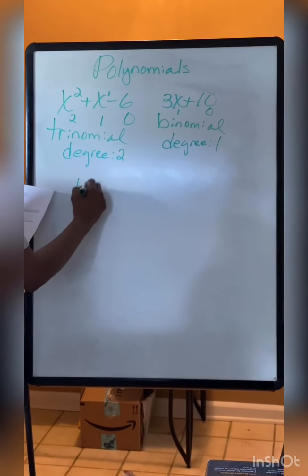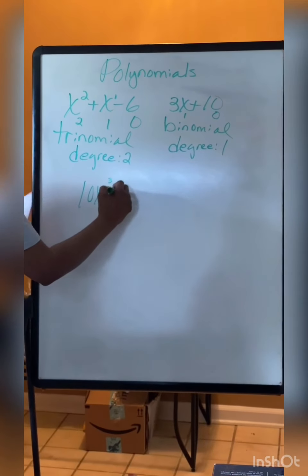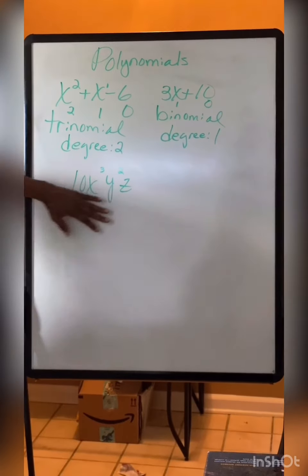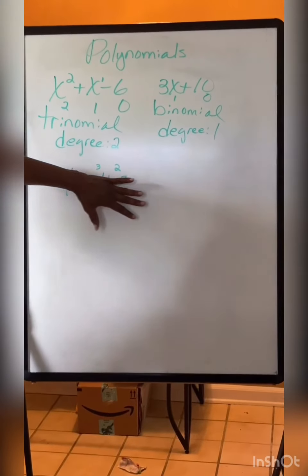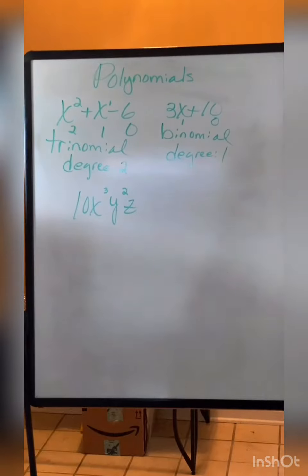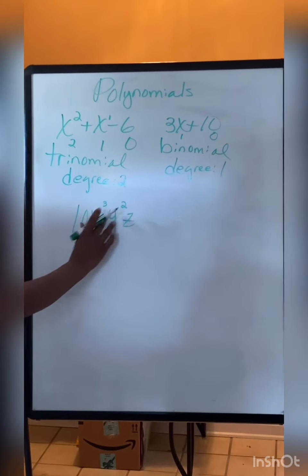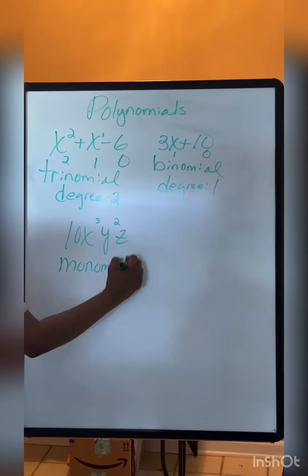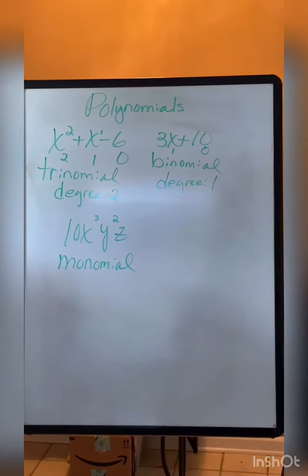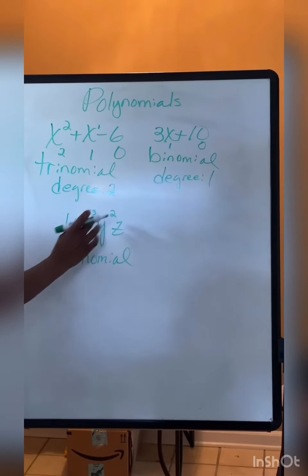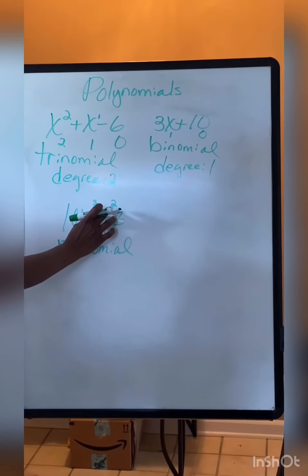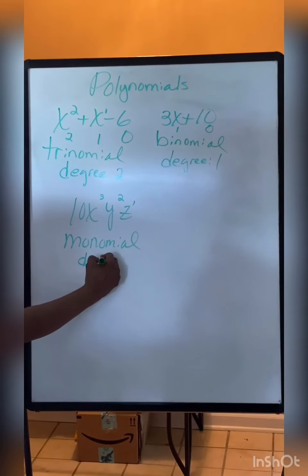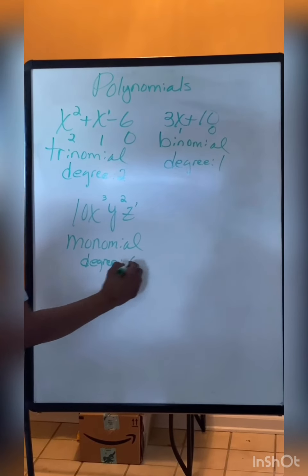If I had 10, x to the third, y to the second, z. Well, that's only one term. It's one term because you don't see any addition or subtraction symbols, okay? So that means that I have a monomial. And when I get ready to get the degree, I'm going to add these exponents. I see 3 plus 2, which is 5, plus 1, which is 6. So that means that this monomial has a degree of 6.